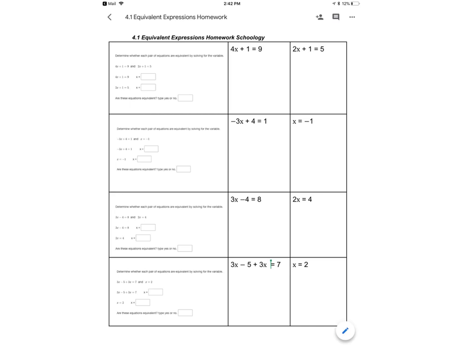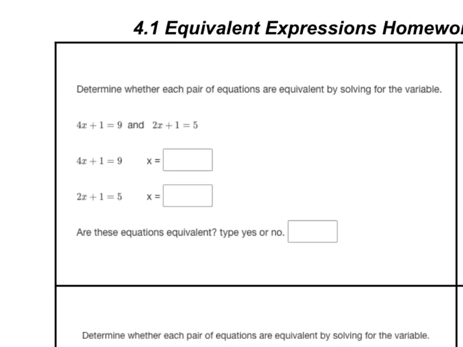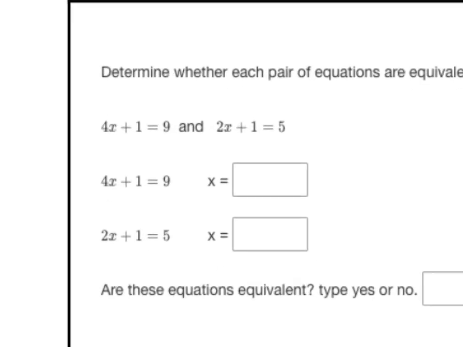Okay, here is 4.1 equivalent expressions homework that's on Schoology for tonight. This is easier than you think, easier than it looks. Okay, so the first question is to determine whether each pair of equations are equivalent by solving for the variable. You have two equations and you have to figure out if they're equal.